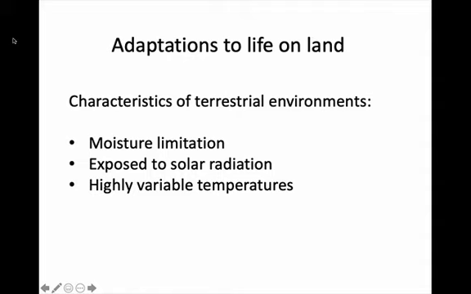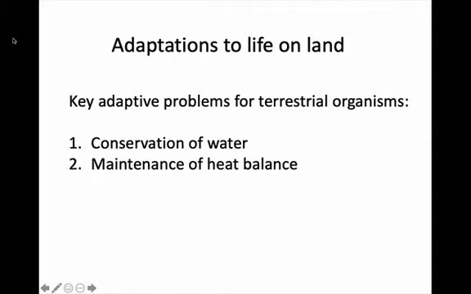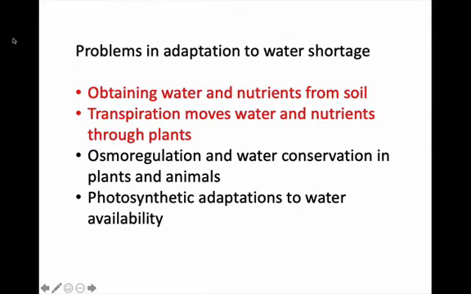find in aquatic environments. Now, that means that the two major adaptive problems that all terrestrial organisms face are conservation of water and maintenance of heat balance. So we'll take conservation of water first. We'll first look at obtaining water and nutrients from the soil by plants, and then look at how transpiration in plants helps them accomplish this.